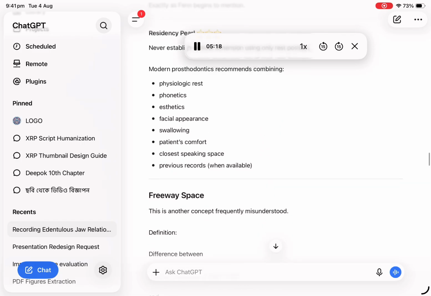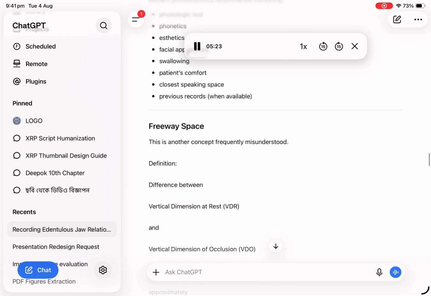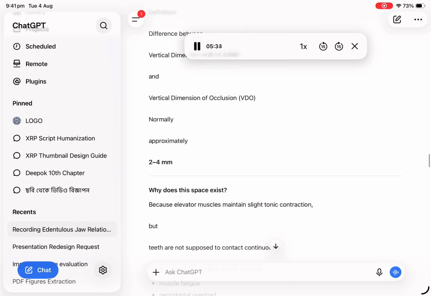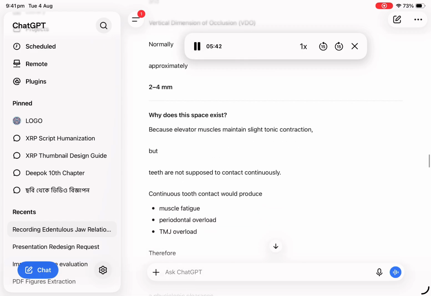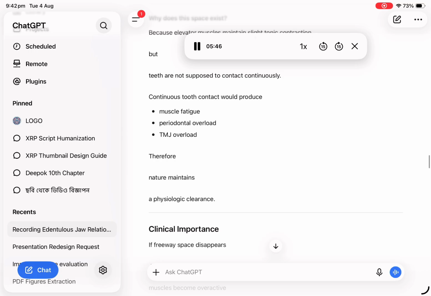This is another concept frequently misunderstood. Definition: the difference between vertical dimension at rest, VDR, and vertical dimension of occlusion, VDO, is normally approximately 2 to 4 millimeters. Why does this space exist? Because elevator muscles maintain slight tonic contraction, but teeth are not supposed to contact continuously. Continuous tooth contact would produce muscle fatigue, periodontal overload, TMJ overload. Therefore, nature maintains a physiologic clearance.